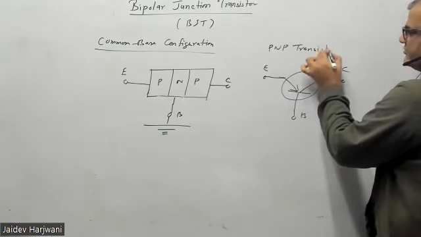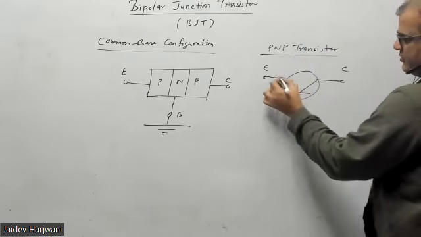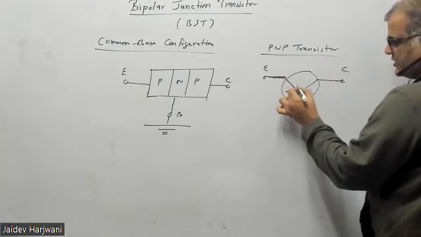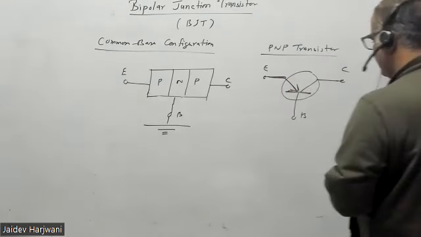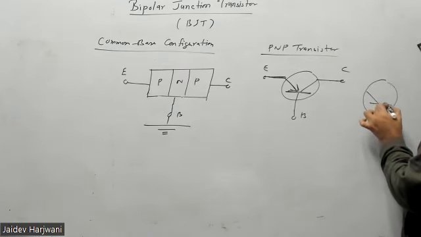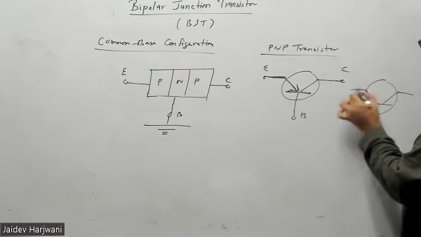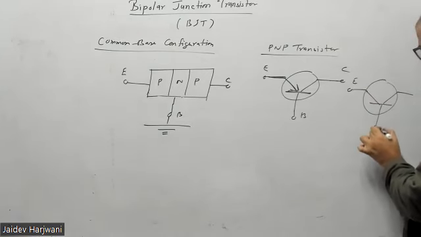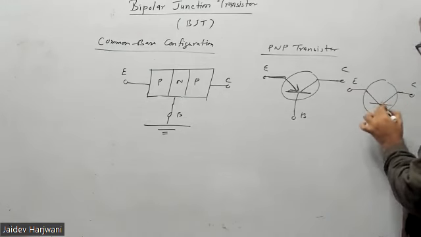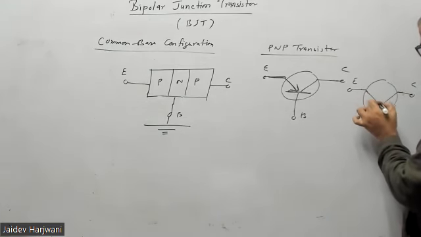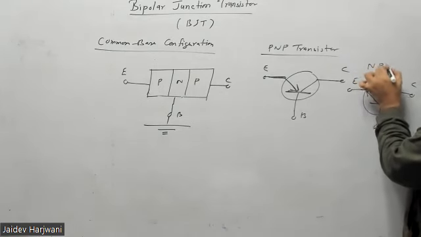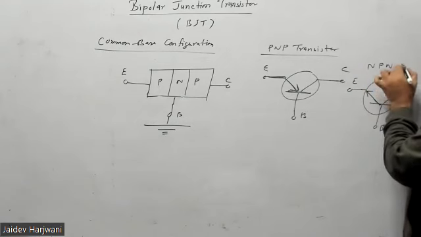Current direction will always be from P to N. Because in a PNP transistor this is the P, this is the N, and the base is N, the current direction will be drawn like this. This is the PNP. Similarly, if you want to make an NPN transistor, this will be your emitter, this will be your base, this will be a collector. Now the current will be from P to N. This is your NPN transistor.